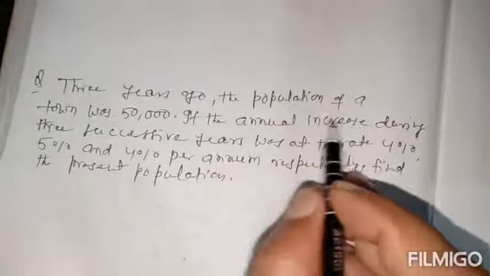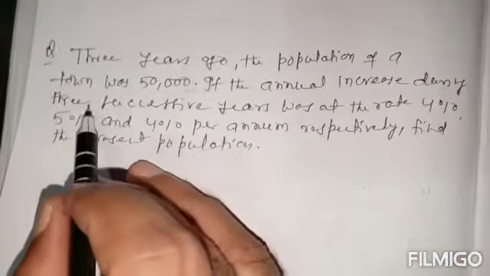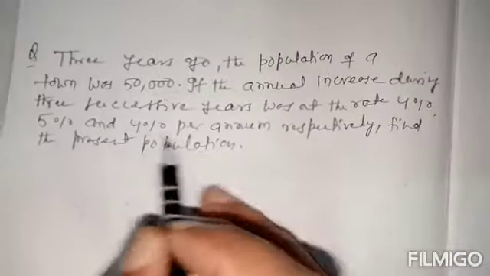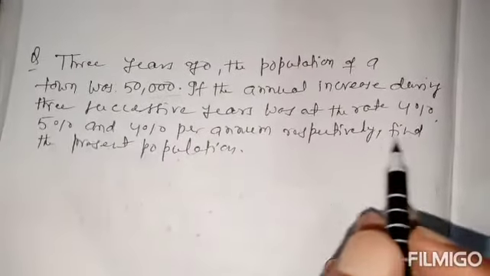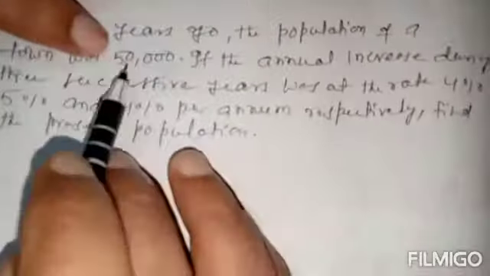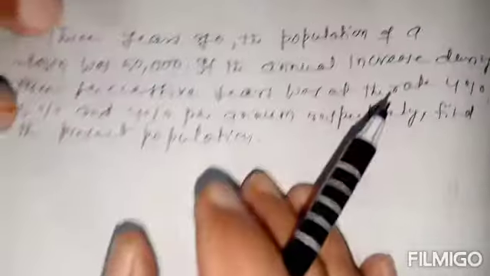Now the next question is: 3 years ago the population of a town was 50,000. If the annual increase during 3 successive years was at the rate of 4%, 5% and 4% per annum respectively, find the present population. This question is also based on compound interest.